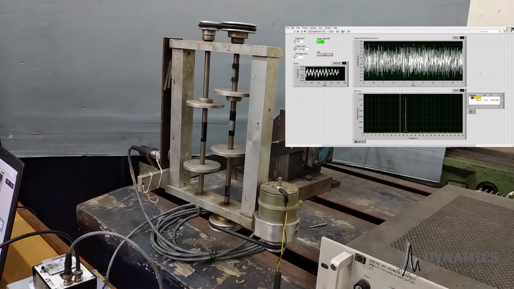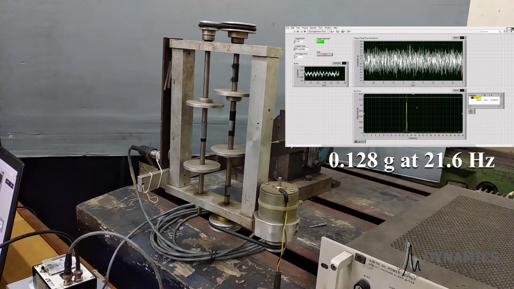For our last experiment data, we will measure the vibration around 1300 RPM. We run the LabVIEW program. And from the vibration spectrum, we have the vibration occurring at 21.6 Hz and the vibration magnitude is about 0.12 G.